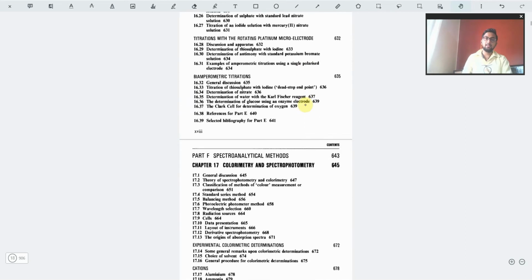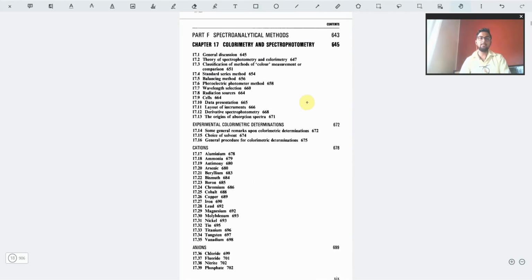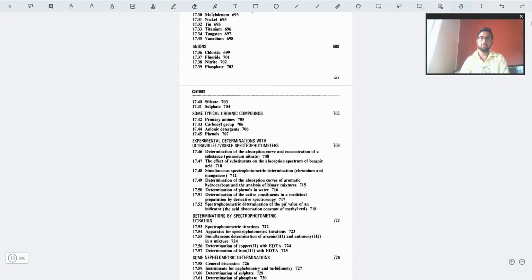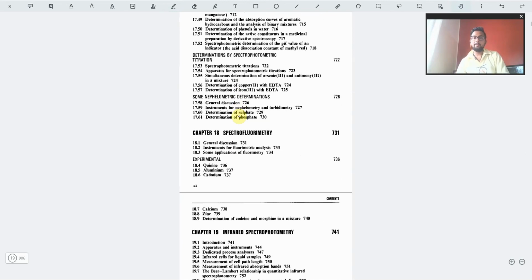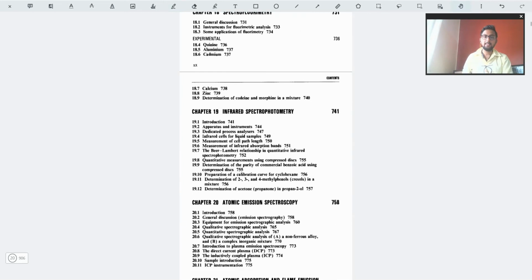Then we have the spectroscopic analysis. This is also one of the most important parts of chemistry. We have colorimetry and spectroscopy. For the spectroscopic analysis, we have all these cations and all the anions, and we will be using the Beer-Lambert law for the analysis. Then we have nephelometric determination based on the nephelometric series of the coordination compounds, and from that we'll be doing the analysis. Then we have spectrophotometry, not so important.